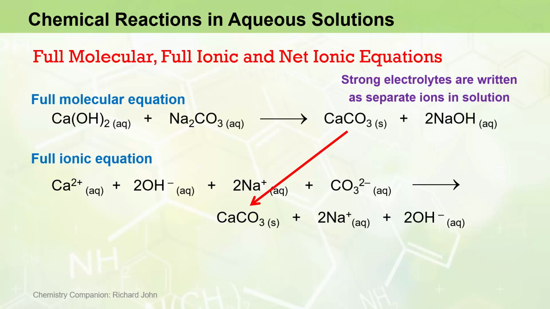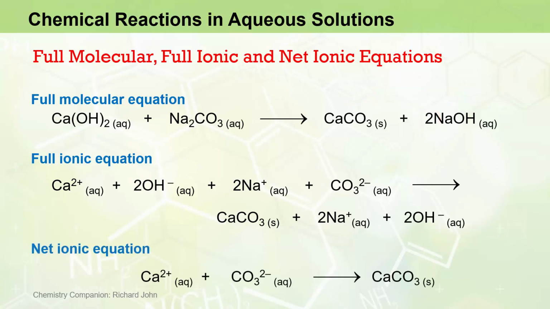Now, if we look at calcium carbonate, we note that calcium carbonate is a solid. It is not soluble in water. It is not a strong electrolyte. It does not exist as separate ions in solution. And so we just keep its chemical formula as it is, as CaCO3 with the s subscript representing a solid. And finally, sodium hydroxide, NaOH, is soluble in water. It is a strong electrolyte, and so we represent it as separate sodium ions and separate OH- ions dissolved in solution. And we also show that there are 2 of each of these ions corresponding to the stoichiometric coefficient of 2 in front of the NaOH in the full molecular equation.